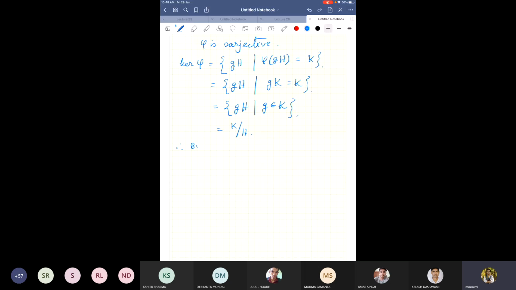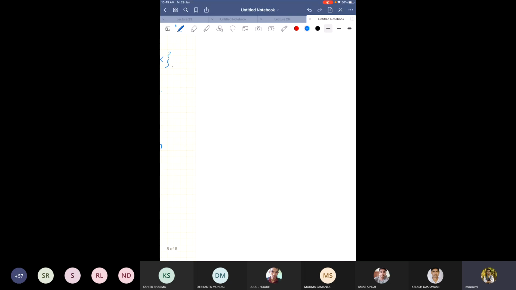Therefore, by the first isomorphism theorem, G quotient H, quotient the kernel, which is K quotient H, is isomorphic with G quotient K. Is this proof clear? Okay, good. So these are the three isomorphism theorems. Now I would like to give you the relationship between the subgroups under a group homomorphism. So let me write it down.